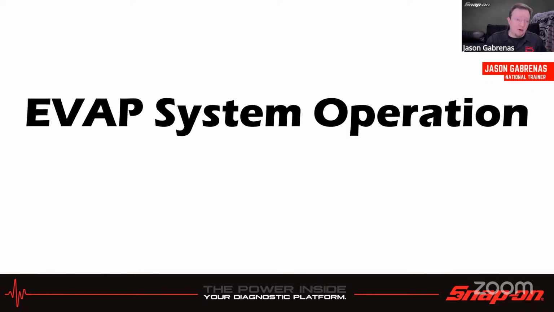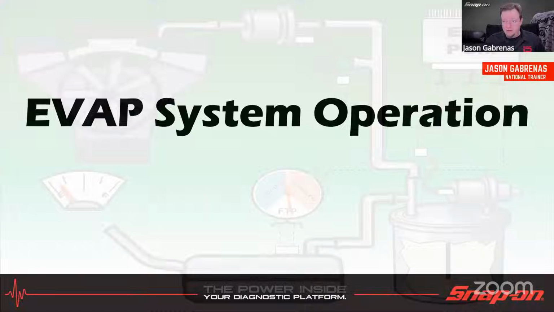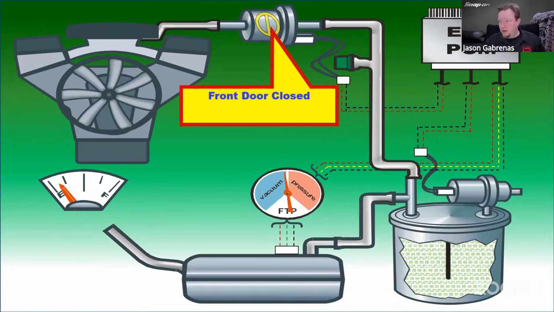So how does it work? Let's do a quick review on how an Evap system works. We got this fancy animation we've had for a while. Might as well use it. So we have our purge solenoid, which is up here. We're going to have our vent valve, which is down here. And we're going to have our fuel tank pressure sensor, which is there. And this is the canister over here. And this, of course, the fuel tank, engine, PCM. So it's all electronically controlled.